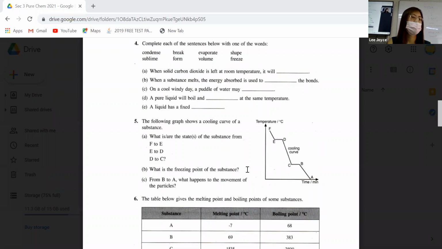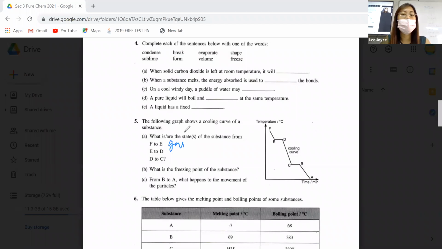What's the physical state of the substance from F to E? Solid. Ooh, solid. Okay. Yes, it's a gas. Why is it a gas? Because this is a cooling curve. A cooling curve will show you how a gas will be condensed into a liquid, and then from a liquid it solidifies into a solid, due to the decreasing temperature over time. So F to E should be gas.